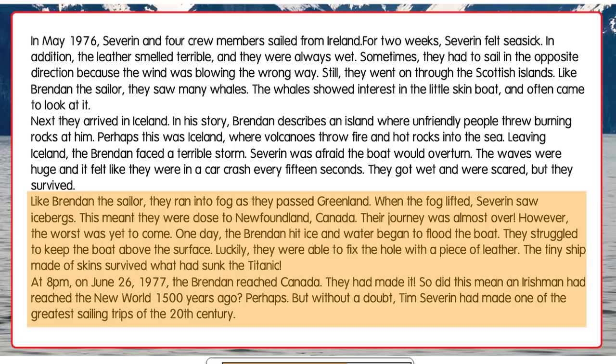However, the worst was yet to come. One day the Brendon hit ice and water began to flood the boat. They struggled to keep the boat above the surface. Luckily, they were able to fix the hole with a piece of leather. The tiny ship made of skins survived what had sunk the Titanic. At 8 p.m. on June 26, 1977, the Brendon reached Canada. They had made it. So, did this mean an Irishman had reached the New World 1,500 years ago? Perhaps. But without a doubt, Tim Severin had made one of the greatest sailing trips of the 20th century.